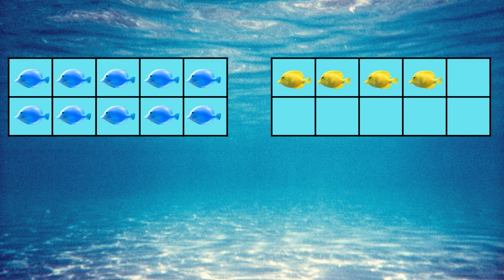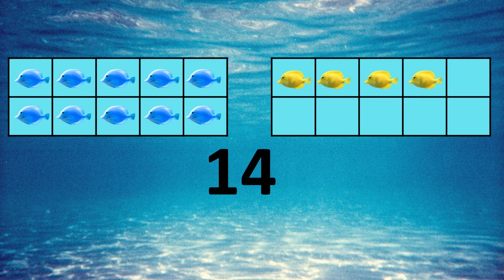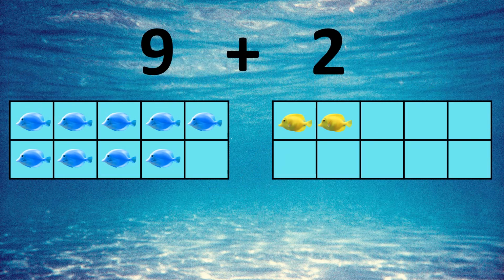This model shows 2 10 frames. One 10 frame is full of blue fish, so we know there are 10 blue fish. The other 10 frame is not full. It has 4 fish. So when we put all the fish together, we think 10 and 4 more. 10 and 4 make 14. There are 14 fish altogether. We can use models like this to help us add quickly.